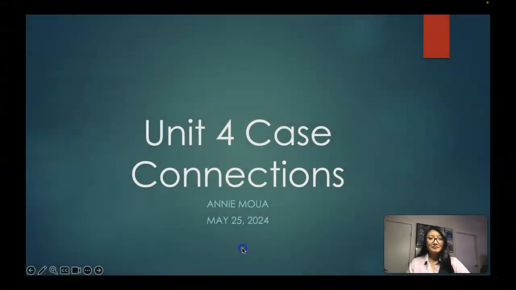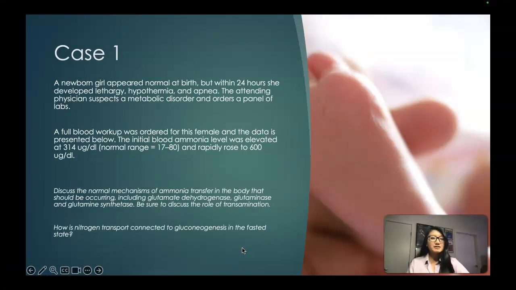And today I will be going over the case connections for Unit 4. So I decided to take a look at Case 1. Just for the sake of time, I'm not going to read through the scenario, but the first question is: discuss the normal mechanism of ammonia transfer in the body that should be occurring, and how is nitrogen transport connected to gluconeogenesis in the fasted state?